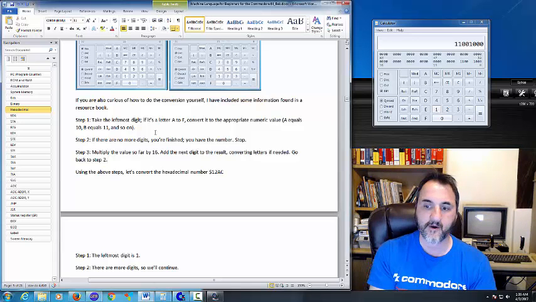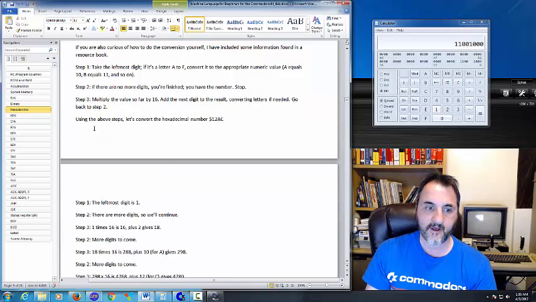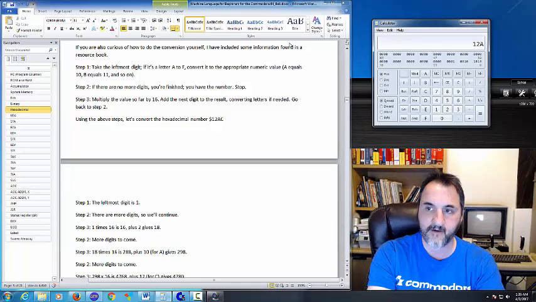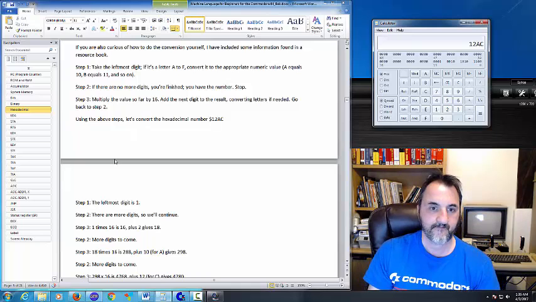So you're just basically going from left to right as you're converting the digits, and then you're taking that digit, calculating it, and then you're multiplying by 16, and I think you add it and then multiply or whatever. Yeah, so you're basically just following the instructions here, and then that's how it's done. And then the last step after you do the 16, you add the next digit to the result, convert the letters if needed, go back to step 2. Okay, and in this example, using the above steps, let's convert the number 12AC. I'll put it over here, but I won't show you the decimal yet for it, but there's 12AC.